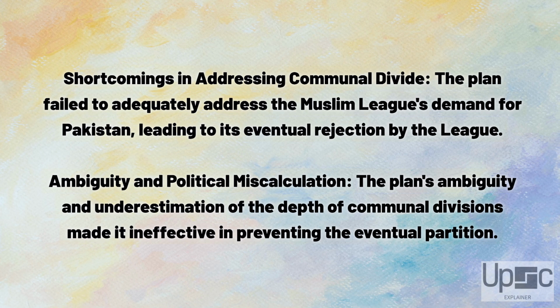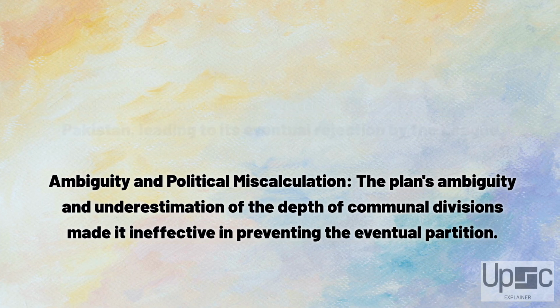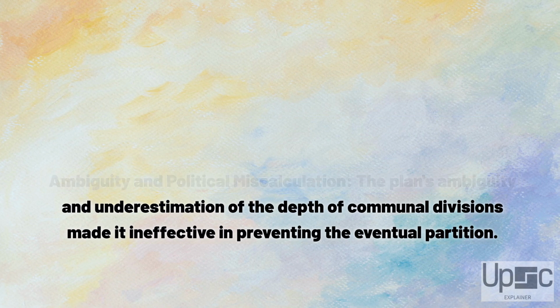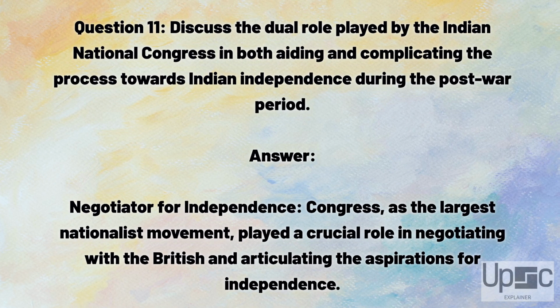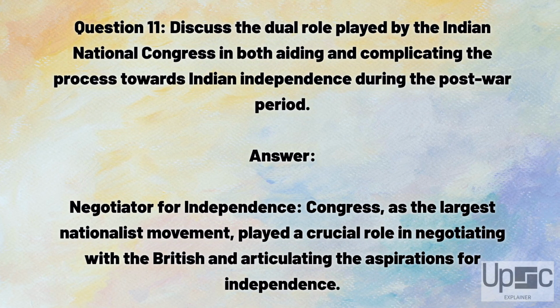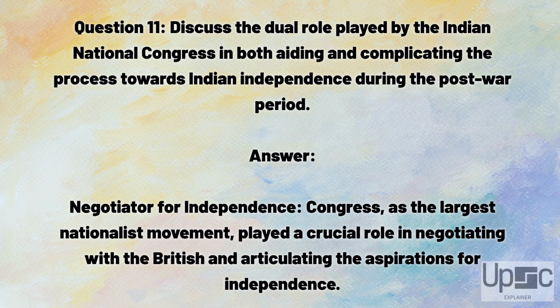Ambiguity and political miscalculation. The plan's ambiguity and underestimation of the depth of communal divisions made it ineffective in preventing the eventual partition. Question 11. Discuss the dual role played by the Indian National Congress in both aiding and complicating the process towards Indian independence during the post-war period. Answer.